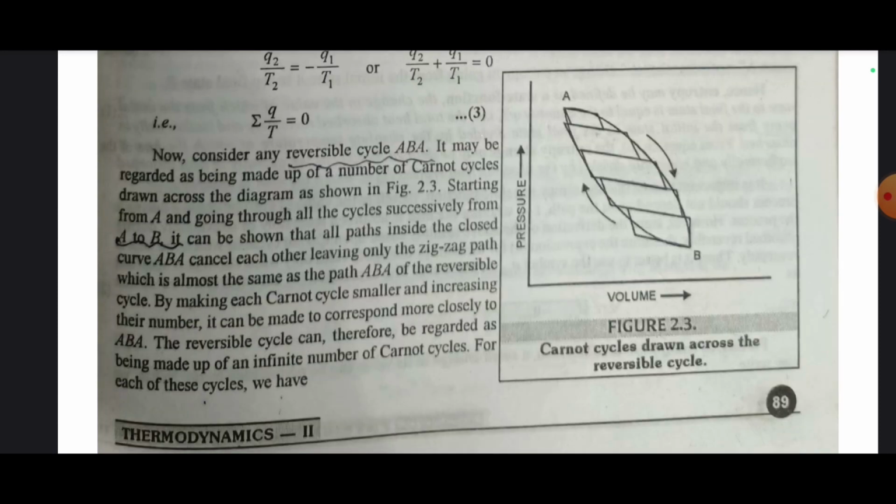Now consider any reversible cycle ABA. It may be regarded as being made up of a number of Carnot cycles drawn across the diagram as shown. Starting from A and going through all the cycles successively from A to B, it can be shown that all paths inside the closed curve ABA cancel each other, leaving only the zigzag path, which is almost the same as the path ABA of the reversible cycle. By making each Carnot cycle smaller and increasing their number, it can be made to correspond more closely to ABA. The reversible cycle can therefore be regarded as being made up of an infinite number of Carnot cycles.